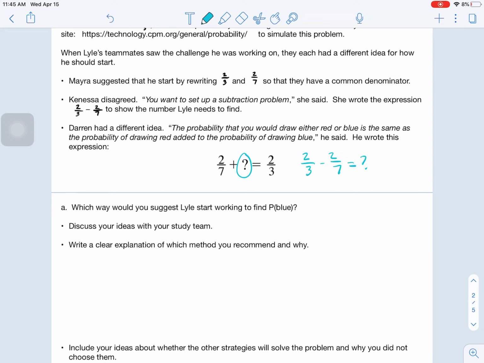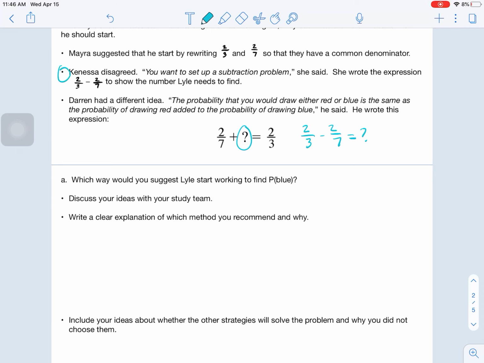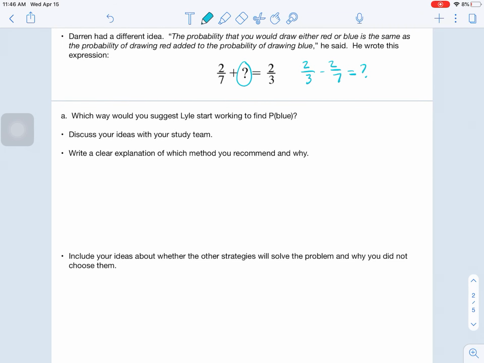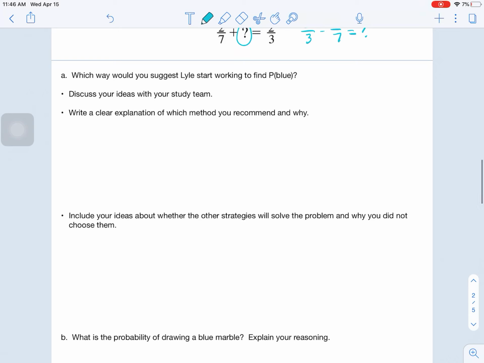Okay, so it says, go ahead and just tell me which one I know it says your team, but which one you would recommend, and just tell me why. To me, I immediately went to the second option, but that's just the way my brain works. And I know we all attack problems in different ways. So then it says, when you go down here, include your ideas about whether the other strategies will solve the problem and why you did not choose them. Okay, so we can all say all three of those work.